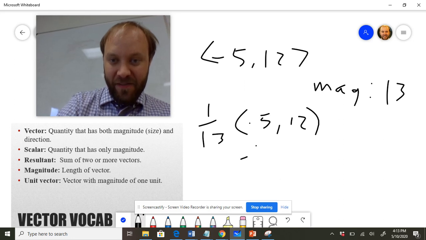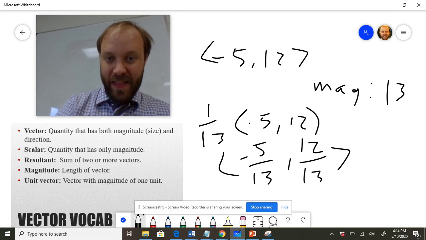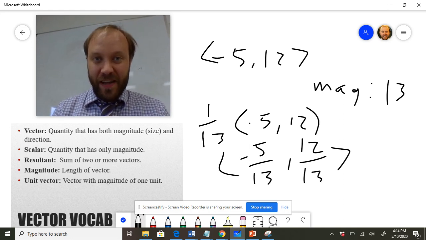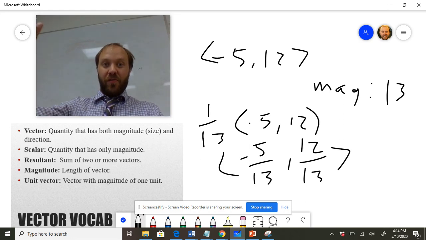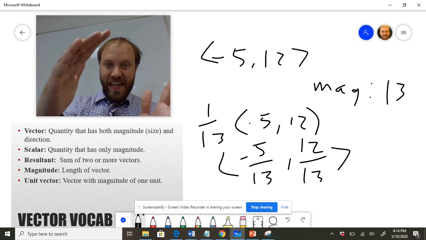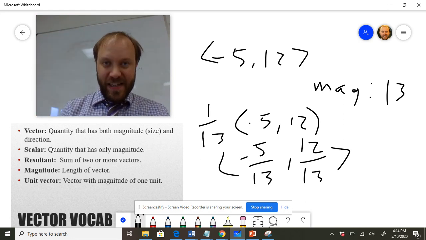And that would give me -5/13, 12/13. And if you put those numbers back in the Pythagorean theorem, you'll see that the vector has a magnitude of 1, but it'll actually be the same direction as the original vector. It'll just be shrunk down to be a shorter vector. So that's the idea of a unit vector.